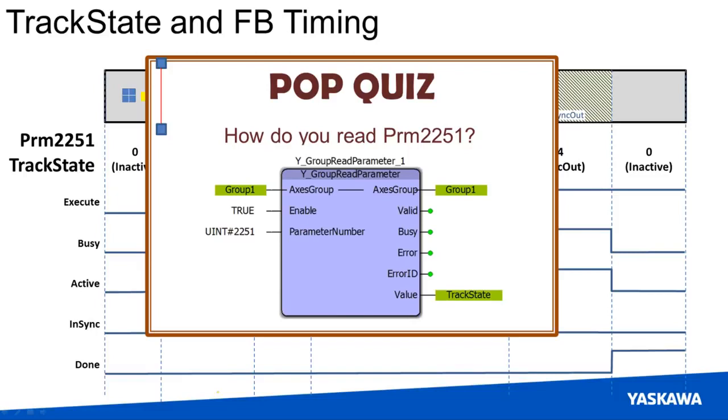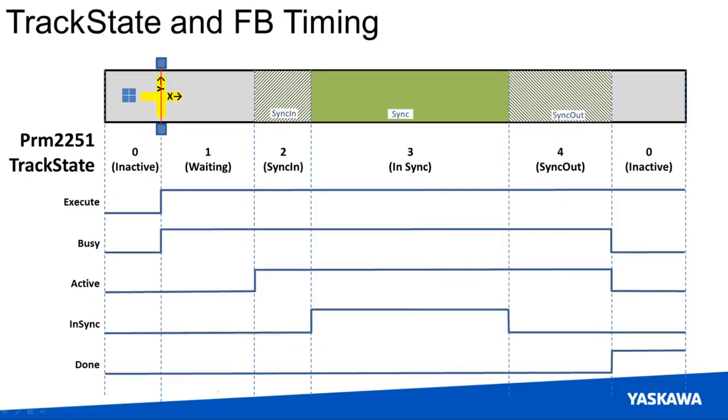Pretty straightforward. So if we look here, we can see the track state before we execute tracking. Just to help you visualize this, there's a little blue box on the conveyor belt that we're looking at on the top, and it's going to be moving from left to right. And when it hits these particular lines, how does that change the states of these things? So before we call MC track conveyor belt, of course, all of the outputs are off, and the track state is inactive. It's 0. As we move past the conveyor belt origin, we have now begun conveyor tracking, but we're not to the sync in zone yet, so we call this track state 1, or waiting.